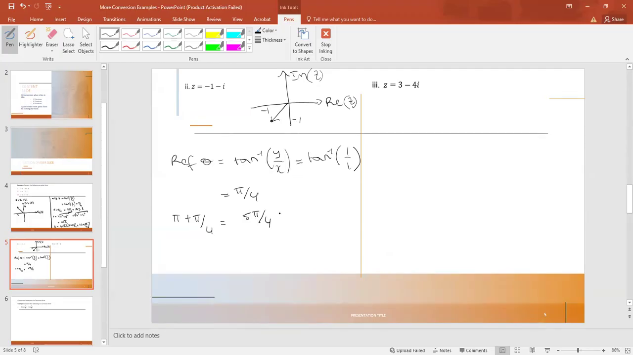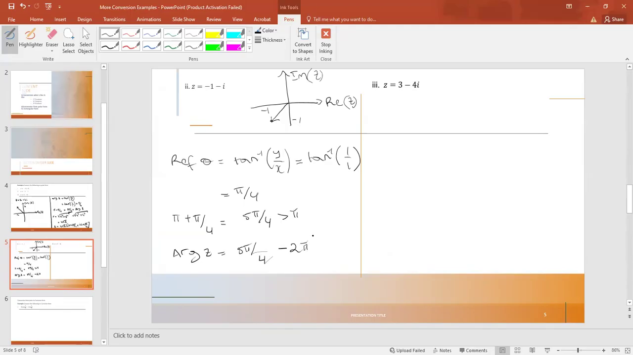But remember, this is above pi. Therefore, we're going to use the formula that was given to us in one of our previous videos, whereby the principal value that we use in our polar form is indeed given by 5 pi over 4 minus 2 pi.